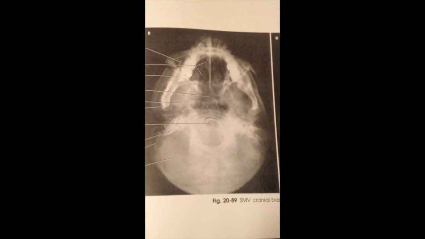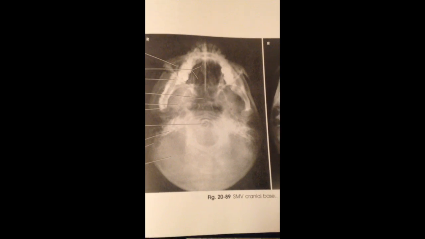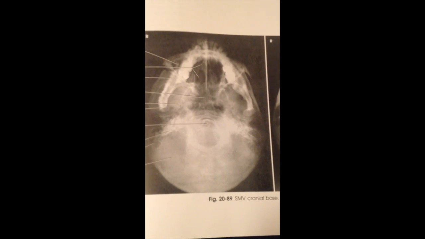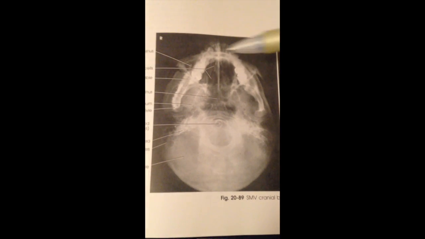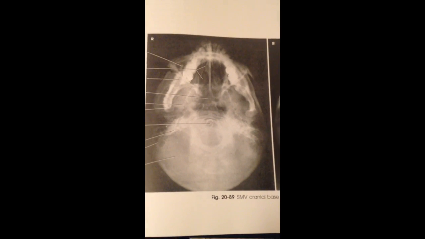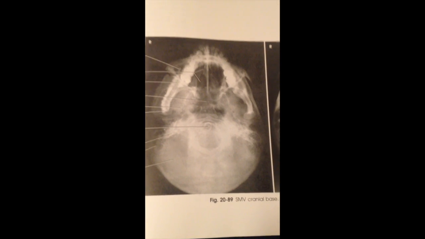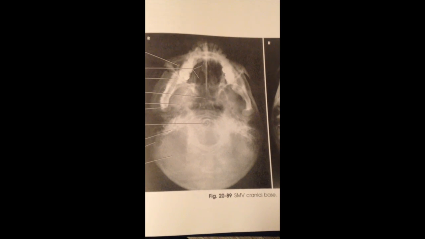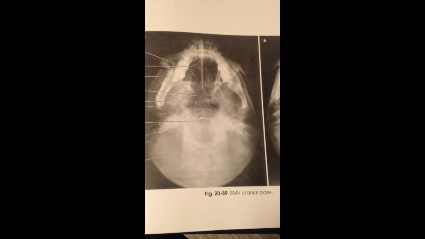The IOML is parallel to the IR. This is a good image because it shows the mental protuberance superimposed over the anterior frontal bone. And the mandibular condyles are anterior to the petrosa, and it shows brightness and contrast sufficient to demonstrate cranial base anatomy.